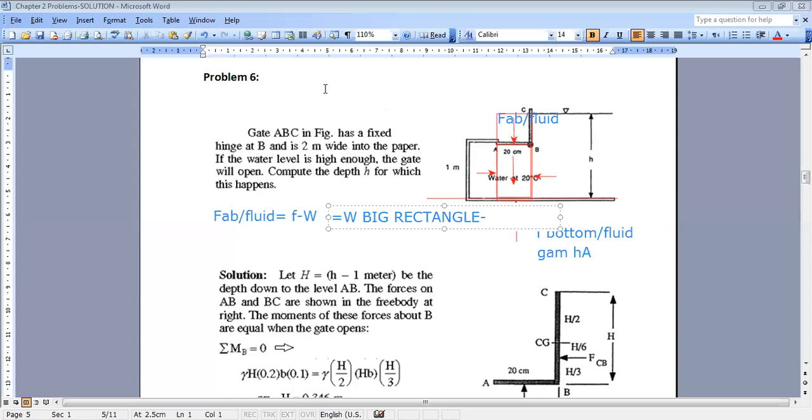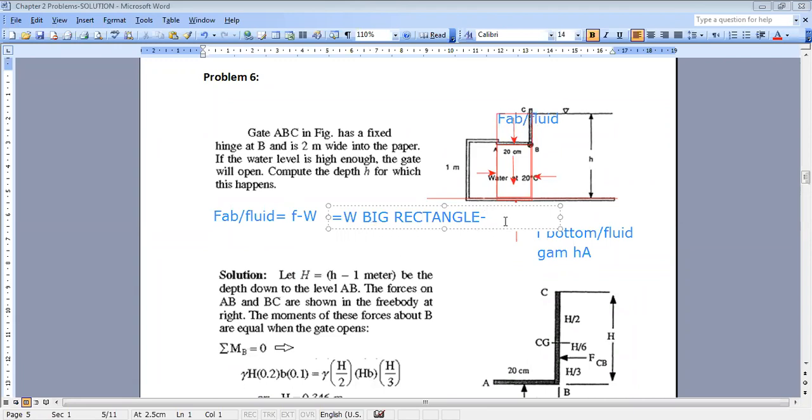Doctor, can't we leave it as gamma H A? Yes, you can leave it as gamma H A, but what I want you to understand is that the force of AB on the fluid is equivalent to the weight of the missing volume of water, okay?